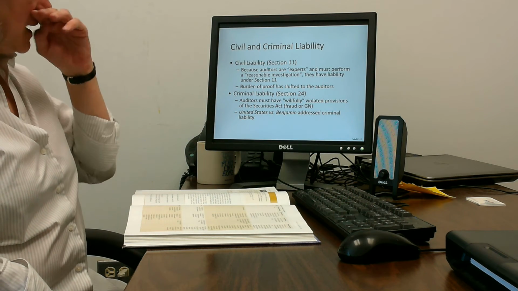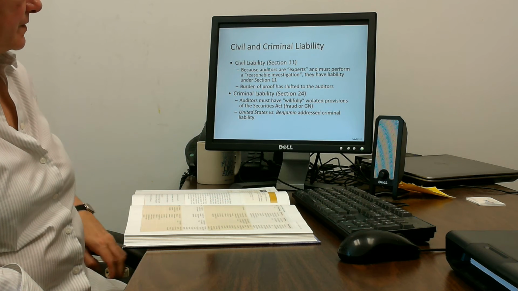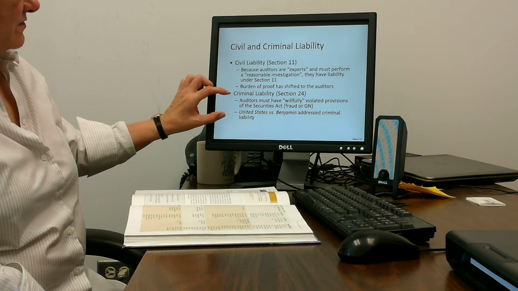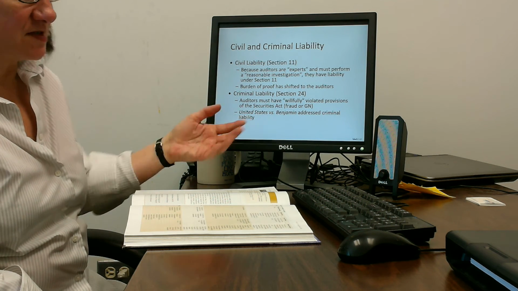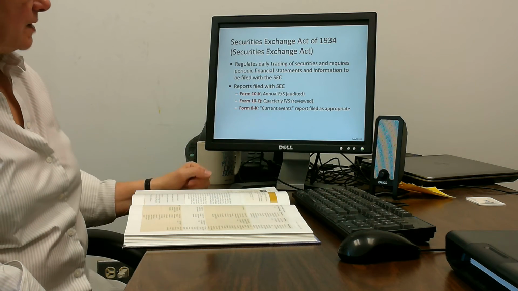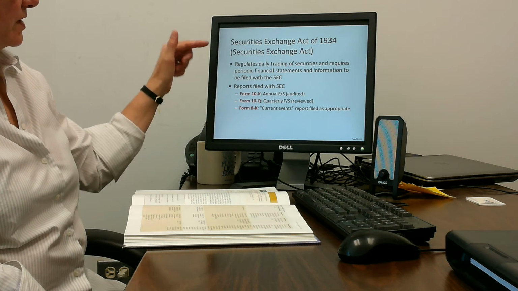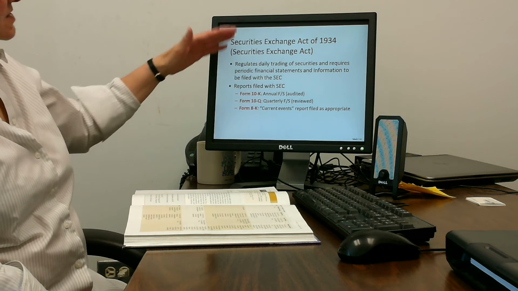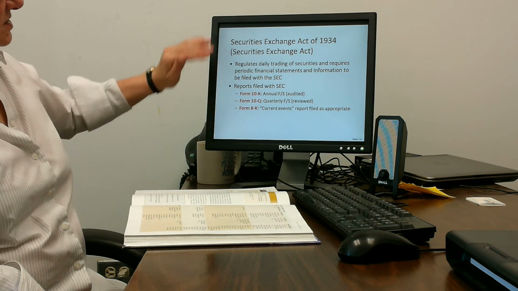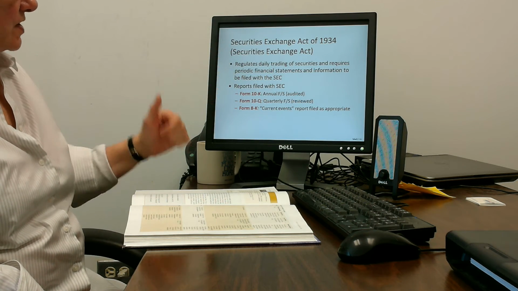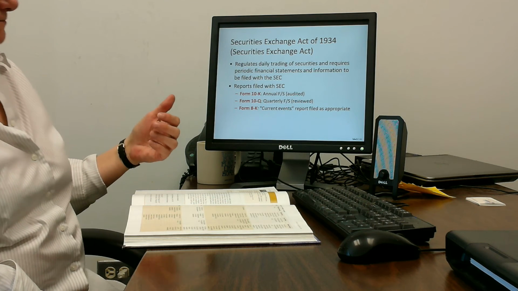You can have civil liability, so you can get sued. If you actually committed fraud, you could, of course, go to prison for fraud. The Securities Exchange Act from 1934 applies to already trading securities, so not IPOs. So you have a little less of a burden, all right?